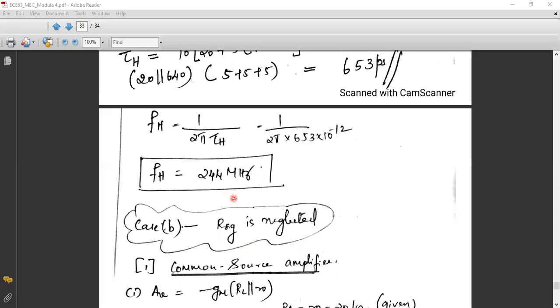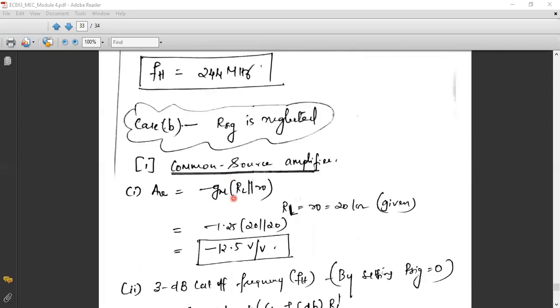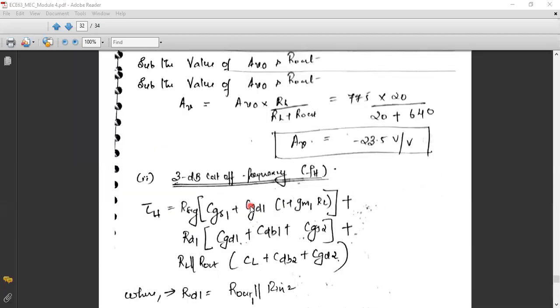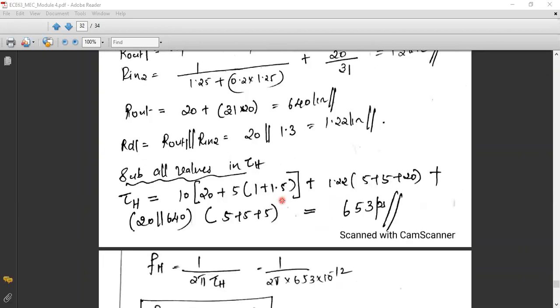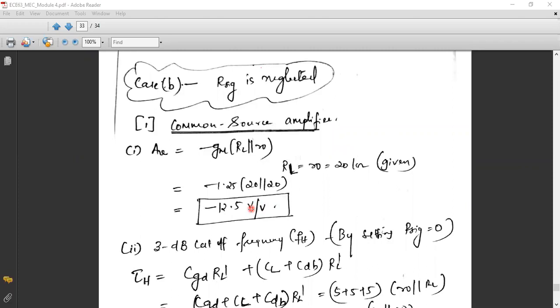Now let us check what happens when RSIC is neglected. So in that also, first we will take our first configuration, that is common source amplifier. The equation for voltage gain is same, minus GM into RL parallel R0, no change for that. Please remember the constraint for case B: RL is 20 for common source, whereas for cascode amplifier, it is different. So 20 parallel 20, so it will retain the same gain, that is minus 12.5, even though we neglect RSIC.